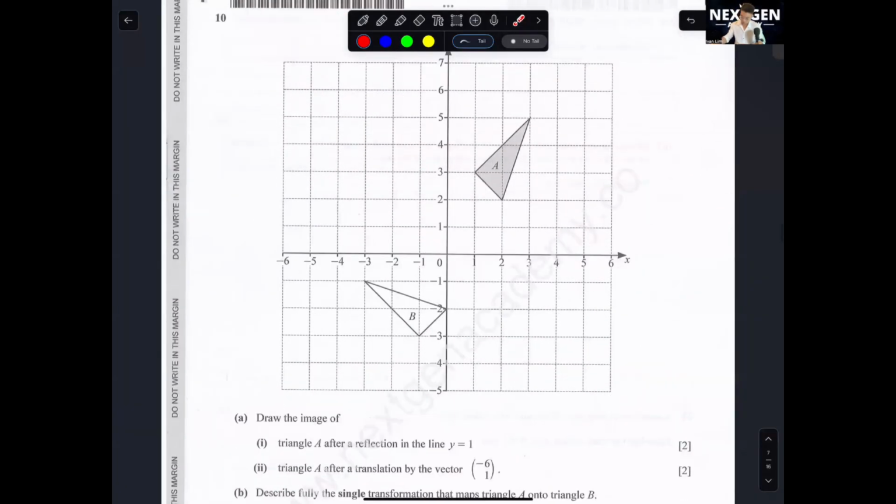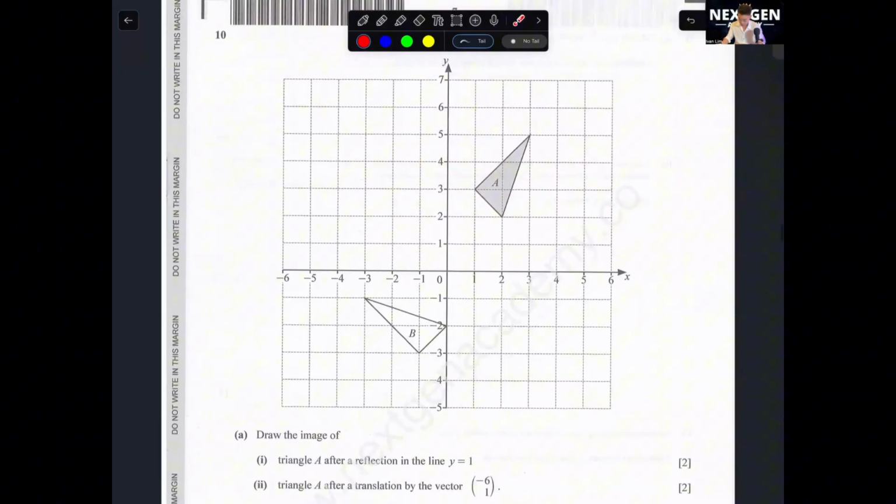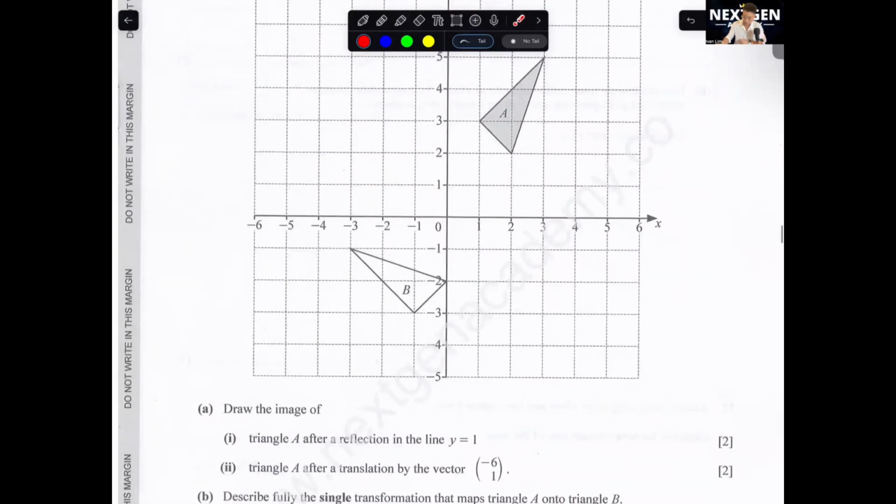Number 10, transformation. Triangle A after a reflection in the line y equals 1. We're going to draw what y equals 1 is first. This is a horizontal line. Reflection means the perpendicular distance from the object to the mirror is equal to the mirror to the image. So you just plot out the 3 points. So here will be 1, 2, here is how much? 1, 2, 3, 4. 1, 2, 3, 4. Okay, like this.